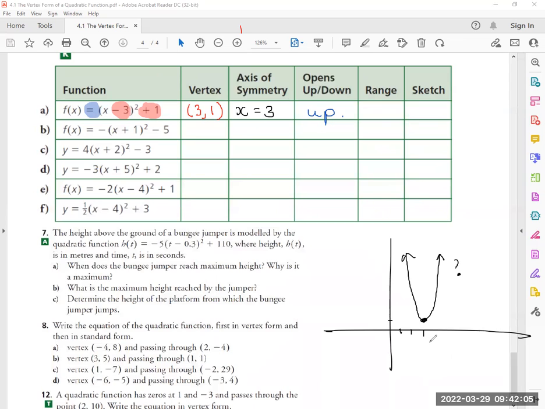By range, I mean, what are the y values that are allowed? How high does the y value go? Go ahead, Cameron. Correct. So it goes up to infinity. How low does it go?